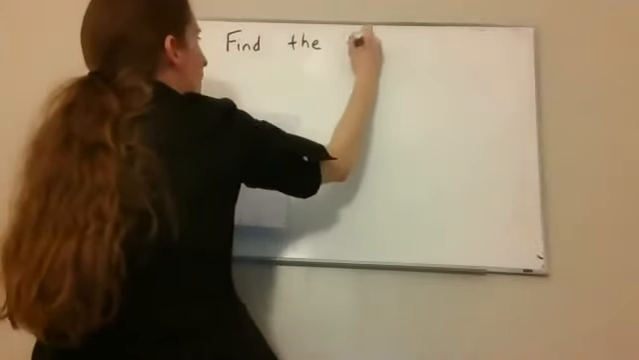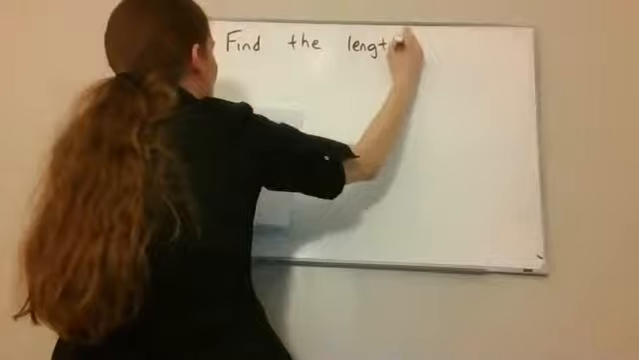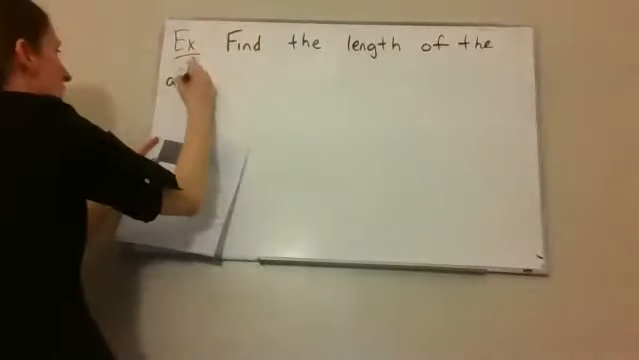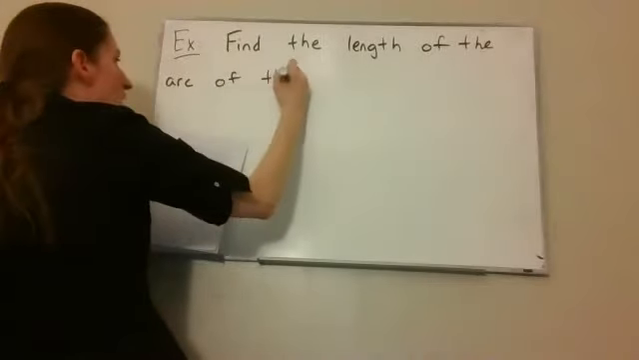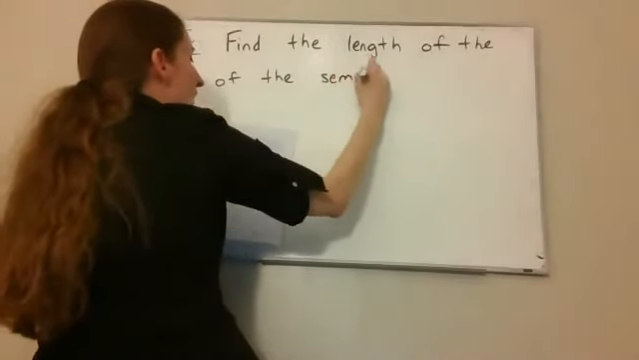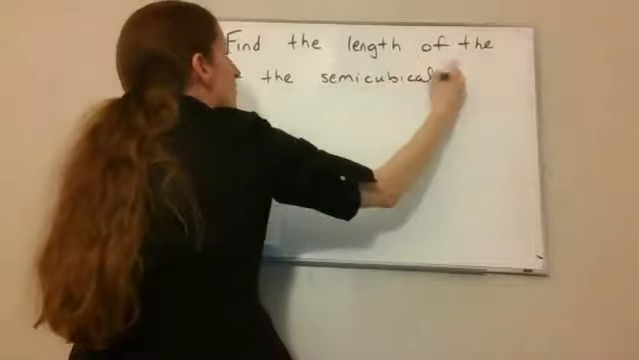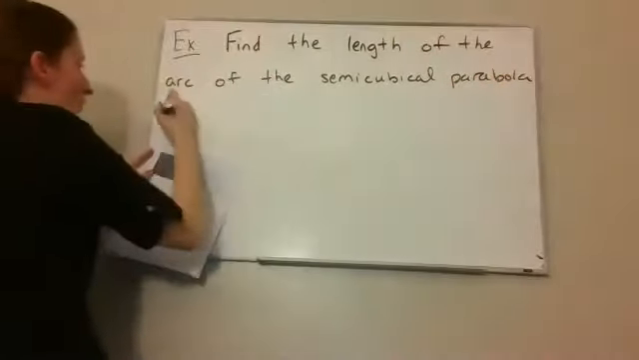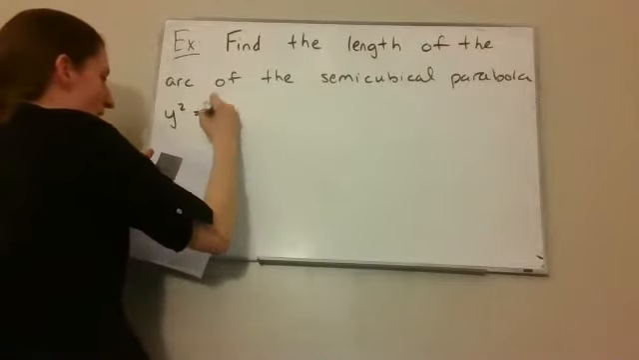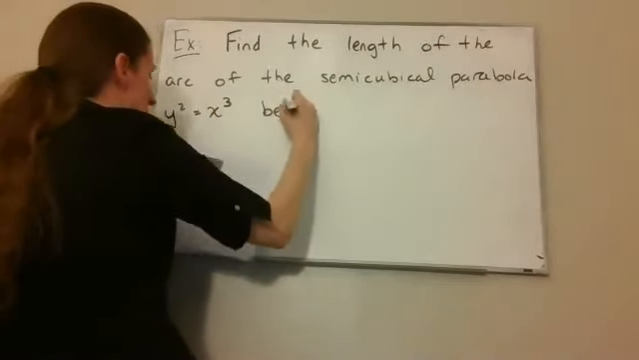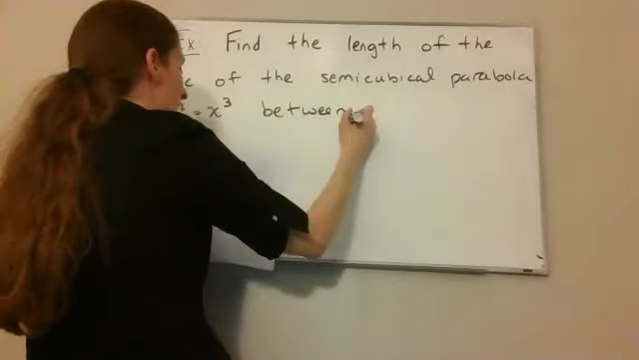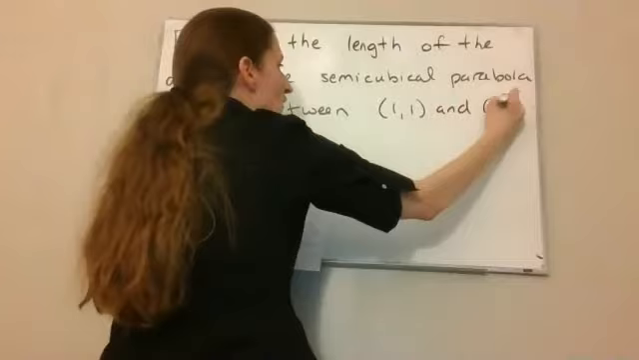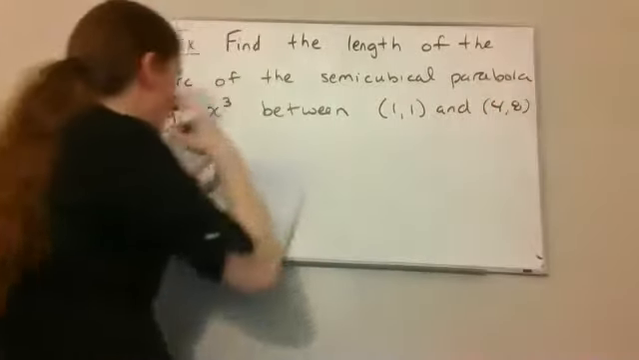Find the length of the arc of the semi-cubical parabola y squared equals x to the third between the points 1, 1 and 4, 8.